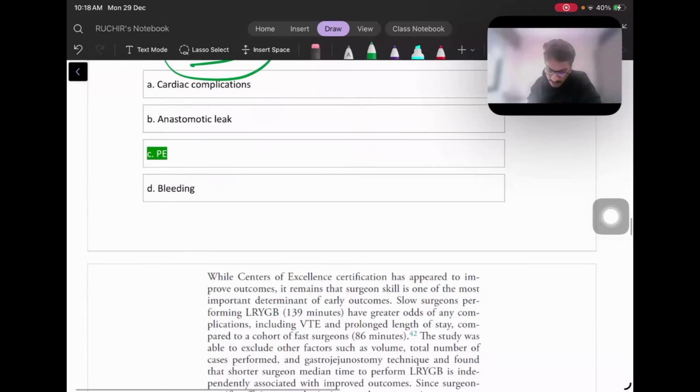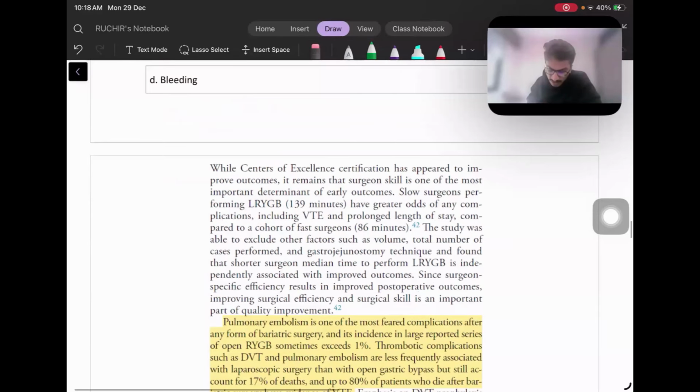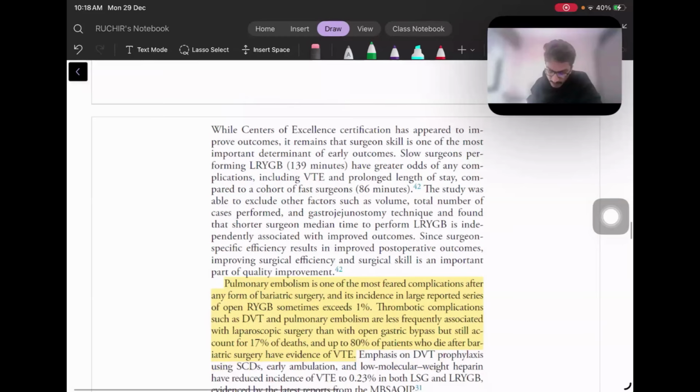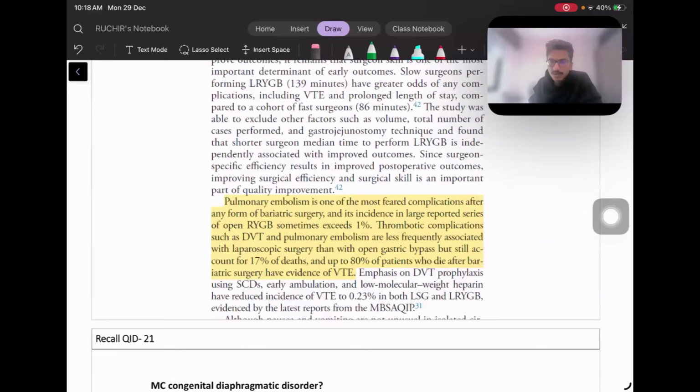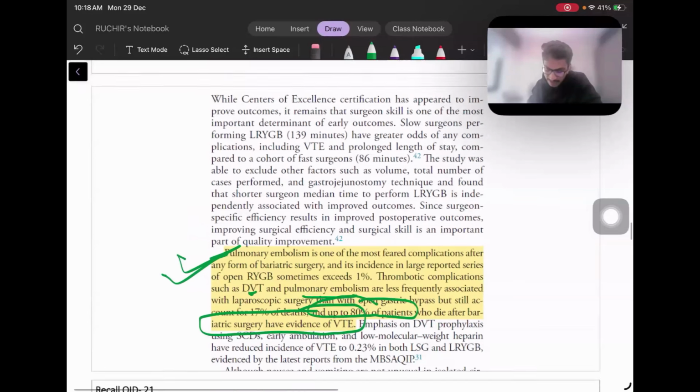Here it is very important that there is no straightforward mention about this. But I've gone through all three textbooks, and the closest one I've found is related to the RYGB complications, wherein they have given that pulmonary embolism is the most feared complication after any form of bariatric surgery, and thrombotic complications like DVT and pulmonary embolism are associated with up to 80% of patients having evidence of VTE, venous thromboembolism.